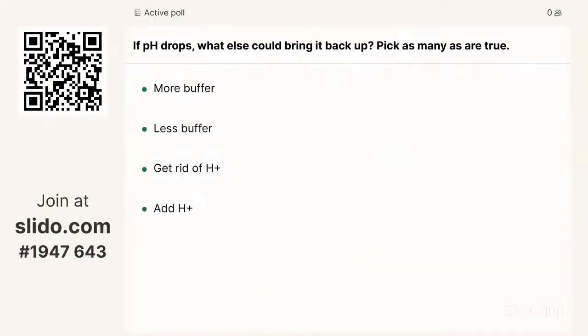Okay. So I've got a question for you here. That's what's happening with the CO2. As we move into our next little bit, let's think about what other things could change our pH. If we see a drop in pH in the bloodstream, what else could we do to bring that pH back up to our desired range?